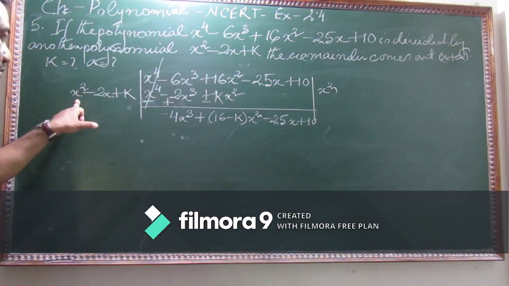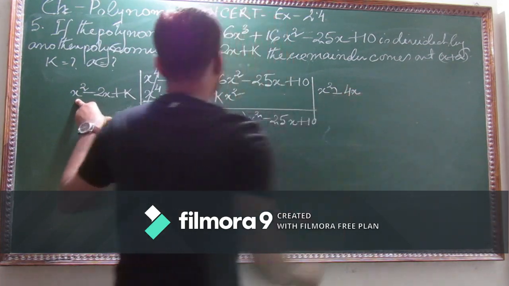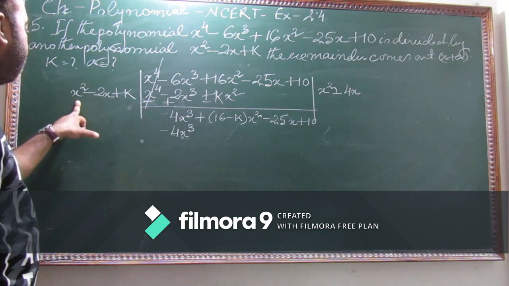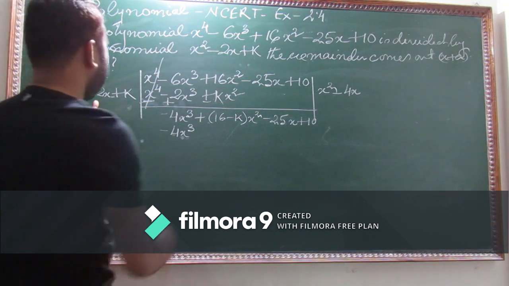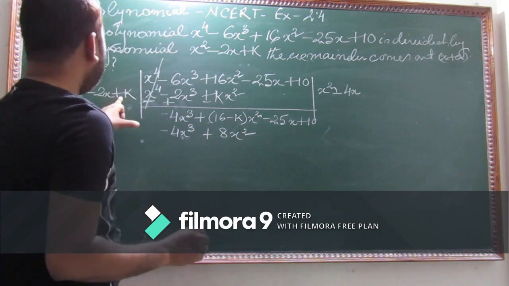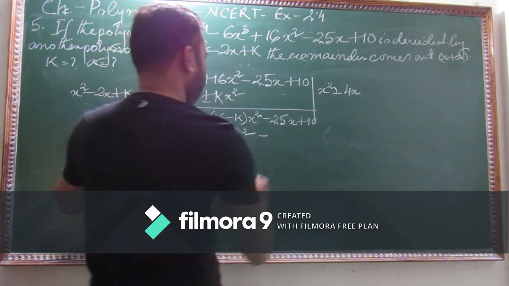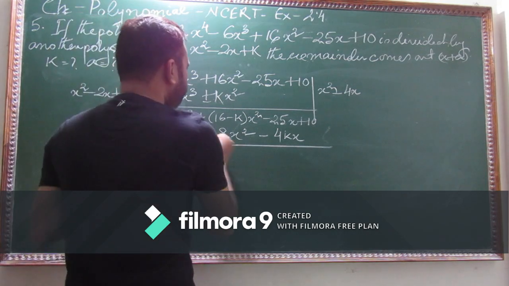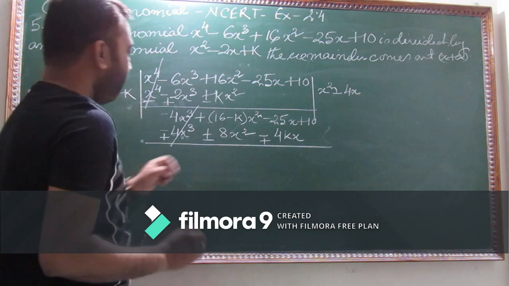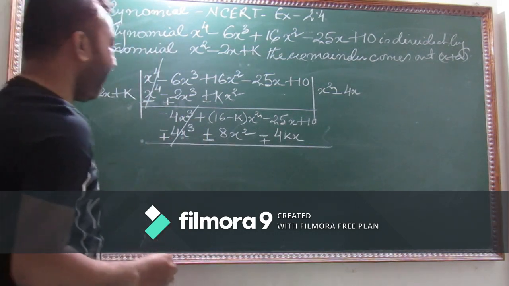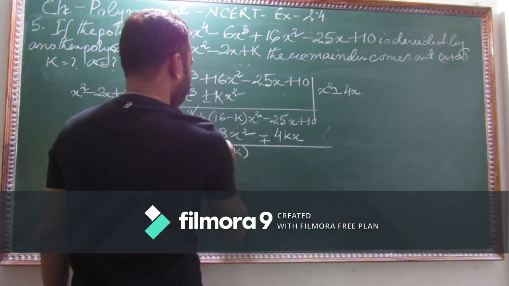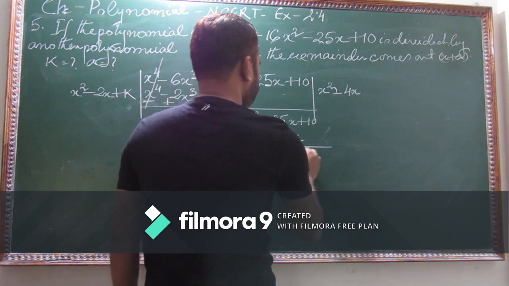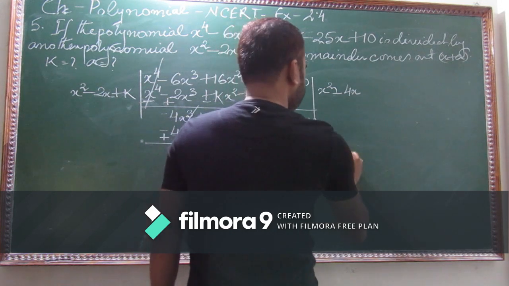Done. Now it is x square, so minus 4x. So this is minus 4x cube. After that, plus 8x square. After that, minus 4kx. This is done. This is plus, this is minus, this is plus. So this is cancelled. Now 16 minus 8 will give me only 8. So this is 8 minus k into x square. After that, 4k plus 4k minus 25 into x plus 10.